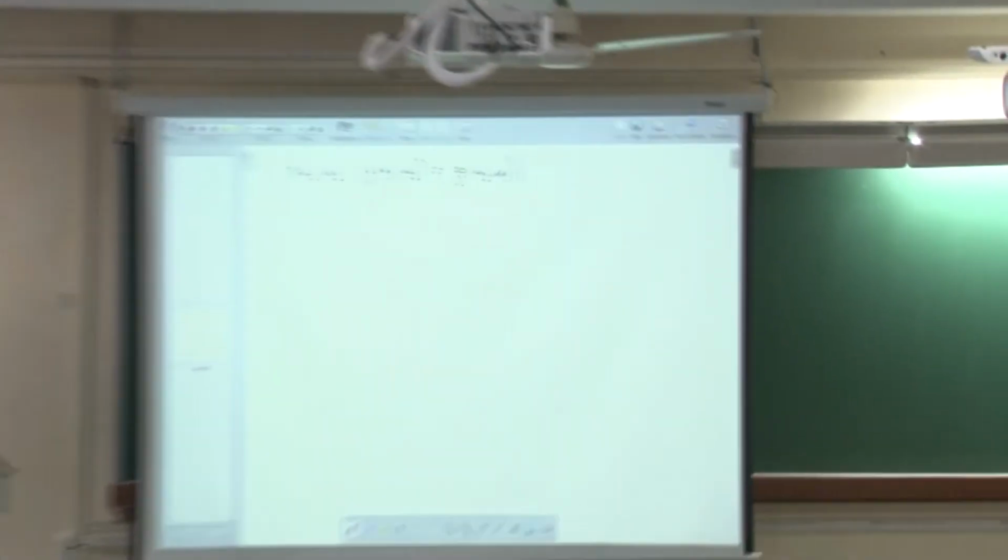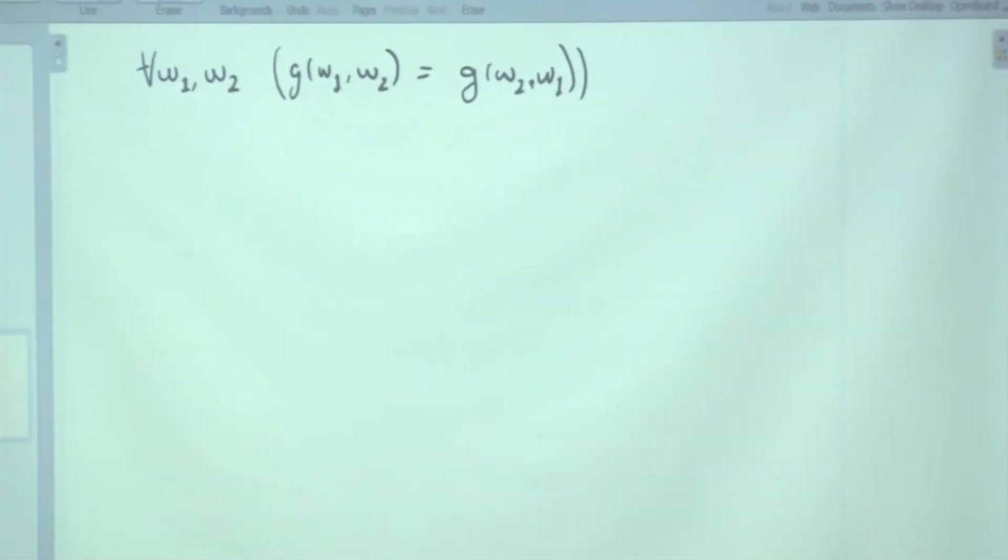So the first formula I am writing down is this: for all W1, W2, G(W1, W2) is equal to G(W2, W1). What does this represent? Commutativity of the function symbol G, or its interpretation, fine.